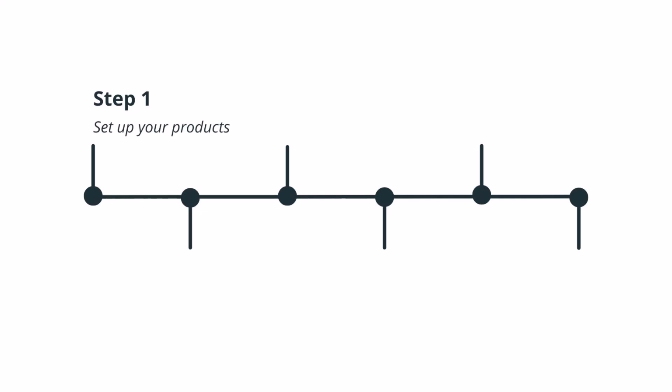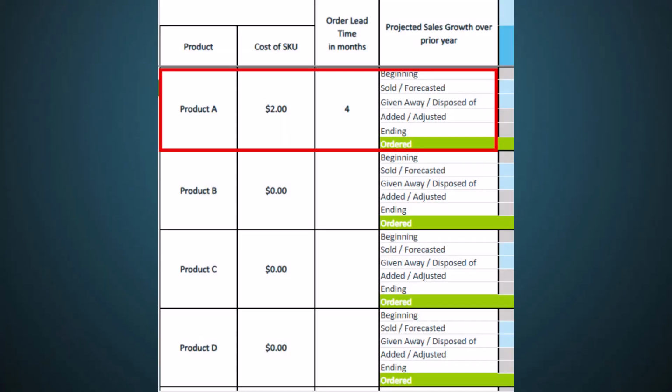Step 1, set up your products. First things first, let's get your products into the spreadsheet. Each row in the template is set up for one SKU. That's important because every product moves differently. Your best sellers aren't going to behave like your slow movers. And if you lump them together, your forecast is going to be all kinds of wrong.